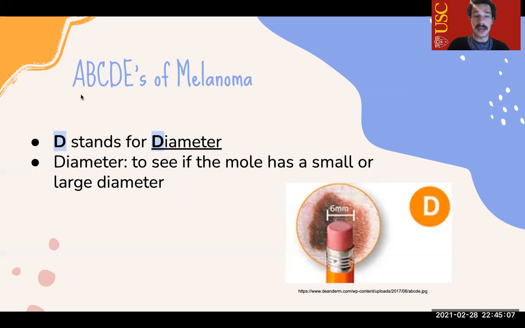So D in the ABCDEs of melanoma stands for diameter. So diameter is used to see if the mole is big or small. So if a mole has a large diameter, then it's going to be a little bit bigger. If it has a small diameter, then it's going to look a little bit smaller. So this mole right here has a diameter, the distance across, of about 6 millimeters, okay, which is pretty small, but in terms of moles, it can be sometimes pretty big.